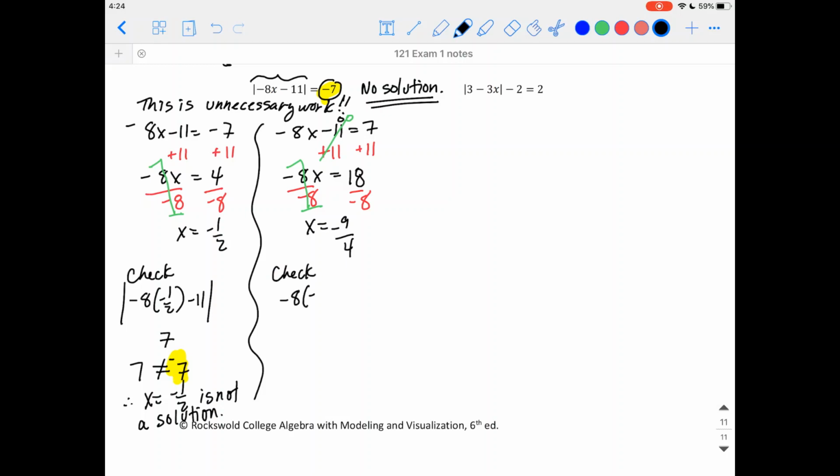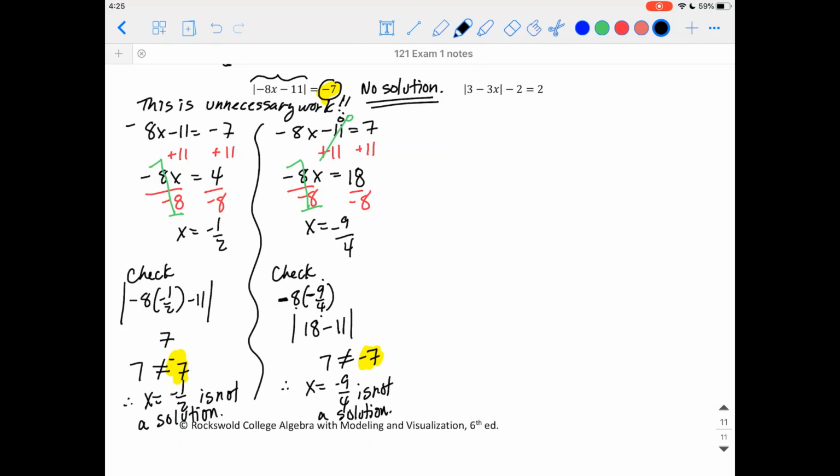So negative 8 times negative 9/4. Well, a negative times a negative is a positive. Okay. And so 8 divided by 4 is 2. 2 times 9 is 18. So I have 18 so far. And then I'm going to subtract 11. So 18 minus 11 is 7. And the absolute value of 7 is 7. And again, it's not equal to the negative 7 that we want. So, therefore, my three little dots are therefore, x equal to negative 9/4 is not a solution.